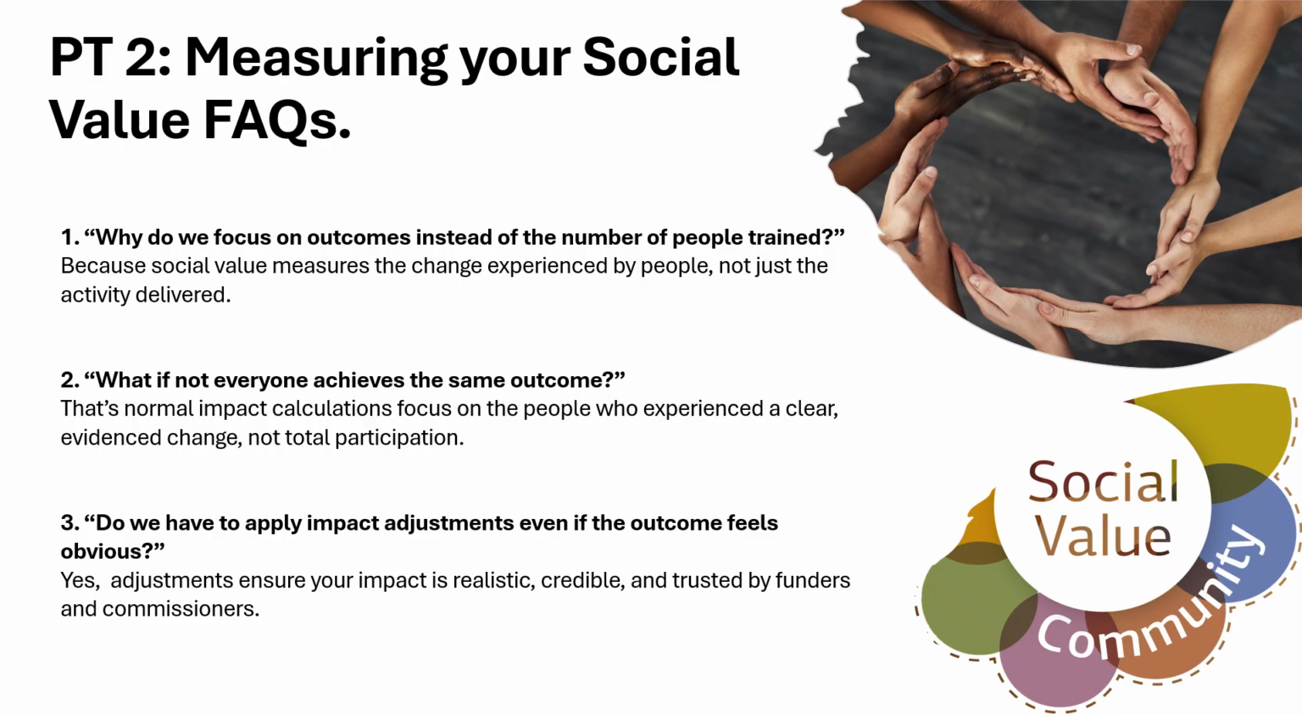Question 2, what if not everyone achieves the same outcomes? That's normal. Impact calculations focus on the people who experience a clear evidence change, not total participation. And with everything, you could start off with, let's use 10 as the number, but there will be so many different variables that by the time you've completed something, there might be only 2, 3, 4, or 5 people still remaining on that course. That's totally fine. You always consider that there will be some form of drop-off.